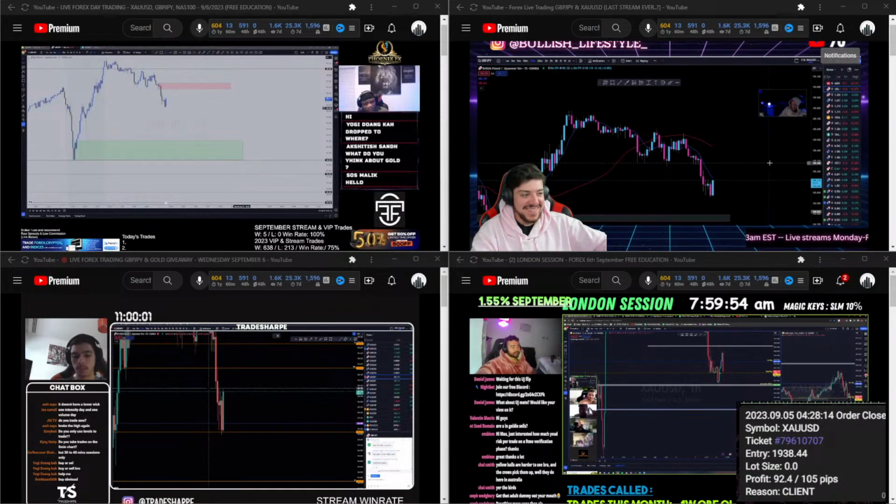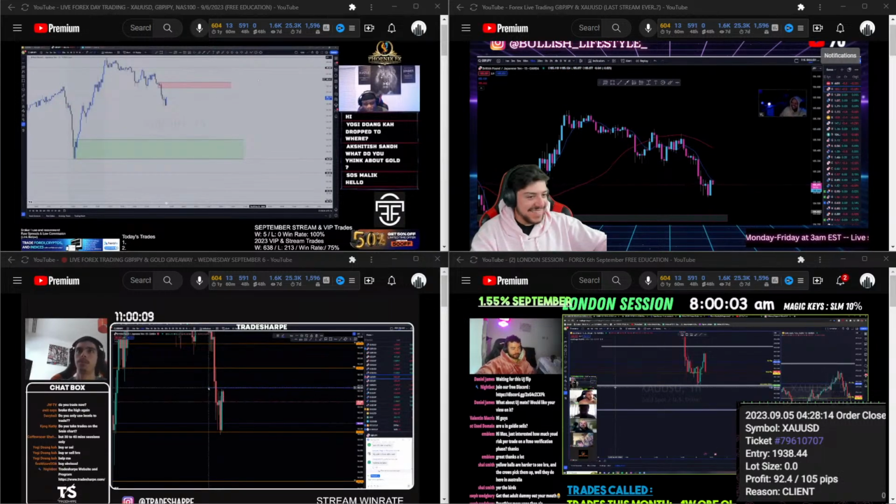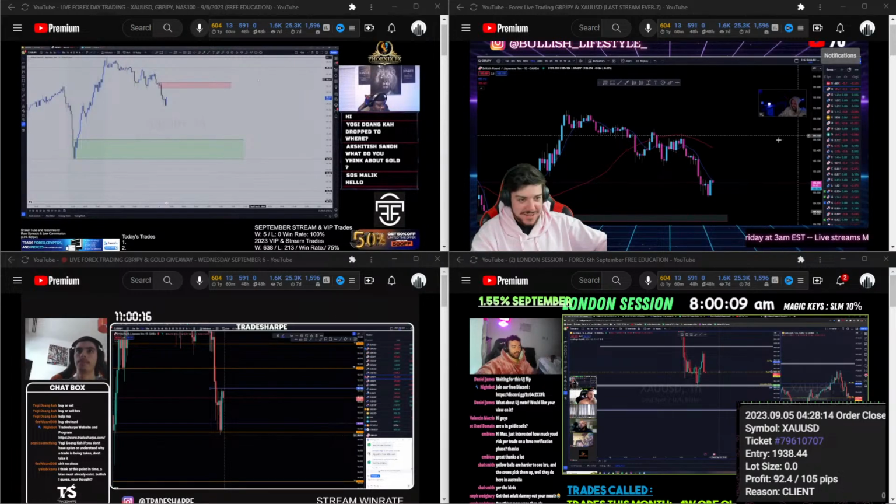Once this candle flips, yeah, beautiful bottom wick. So let's see here. Breaking this high will be the position. Stop will go below the range here.